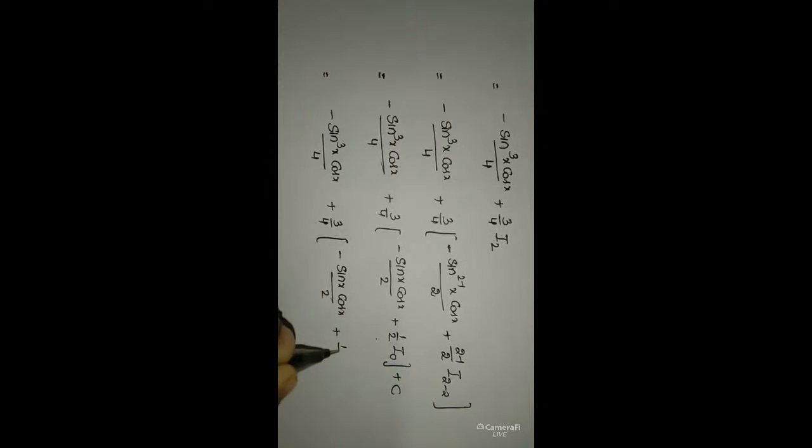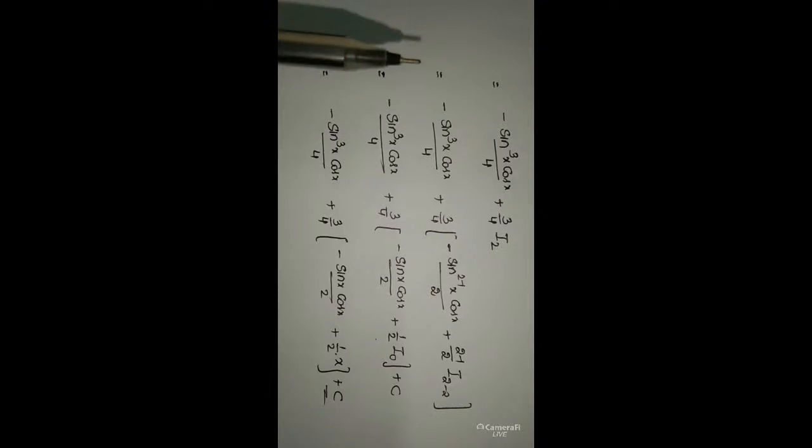So this is equal to minus sin cube x into cos x by 4 plus 3 by 4 into minus sin x into cos x by 2 plus 1 by 2 into I naught. I naught value is equal to x plus c. Therefore, this is the value of I4. In this manner we find the integrations of the problems of integral sin power n x dx.